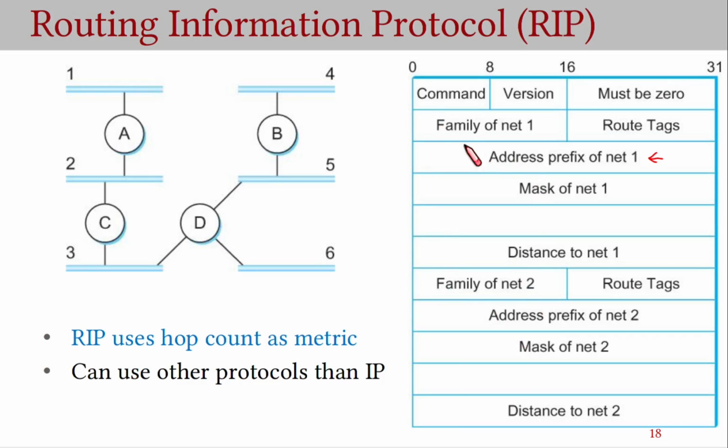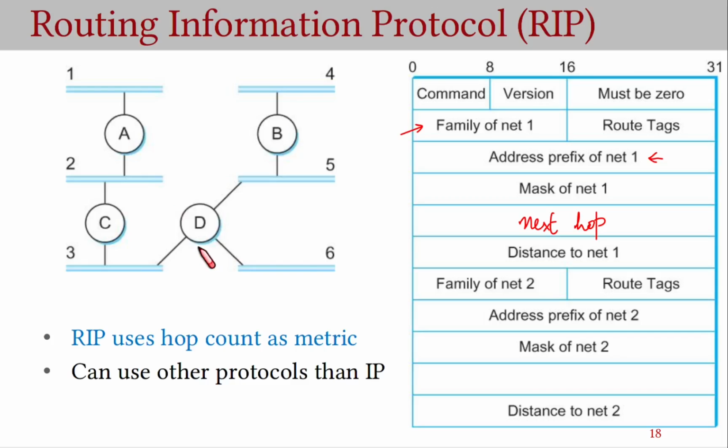So here, this diagram shows the route announcement for two networks. So there's net 1, net 2. It can go on up to, I think, 25 or 26 networks. And so the entries are the address prefix of the network, then mask of network, and then there may be a next hop here, and then distance to network. Right. There is also curiously a field for family of network. So RIP is designed to work not just with IP, but even other protocols than IP.